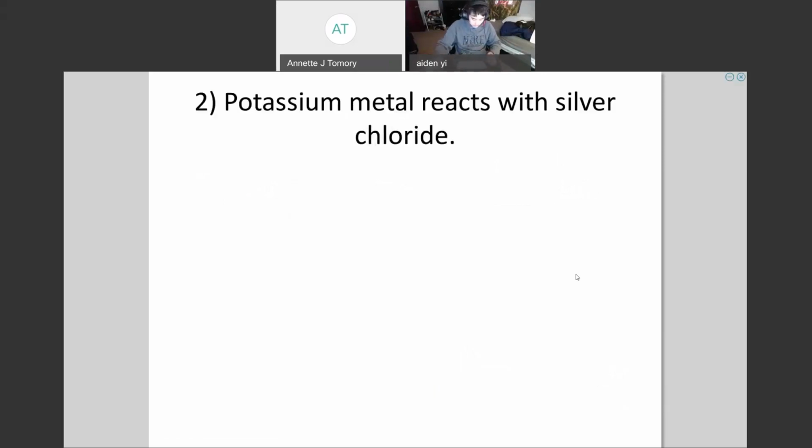Let's look at another one. Potassium metal reacts with silver chloride. Potassium metal, is it bonded to anything there? No. Is it diatomic? Is it a star 7? No, it's not one of the star 7s. So that means it's just K. It's going to react with silver chloride.